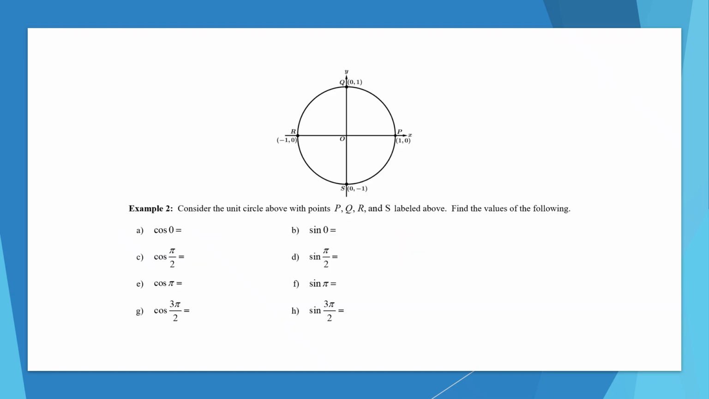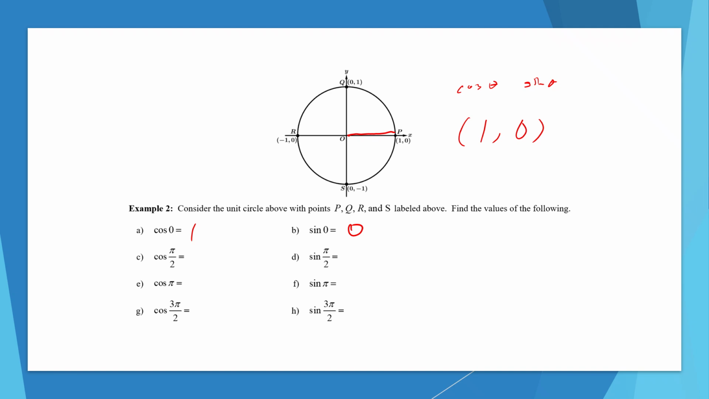So let's take a look here. Consider the unit circle with P, Q, R, and S labeled above. Find the values of the following. So here at 0 degrees, that's going to match up with point P. The coordinate of P is (1, 0), which means cosine of 0 should be 1 and sine of 0 should be 0. So with that, we can fill in our first two there.